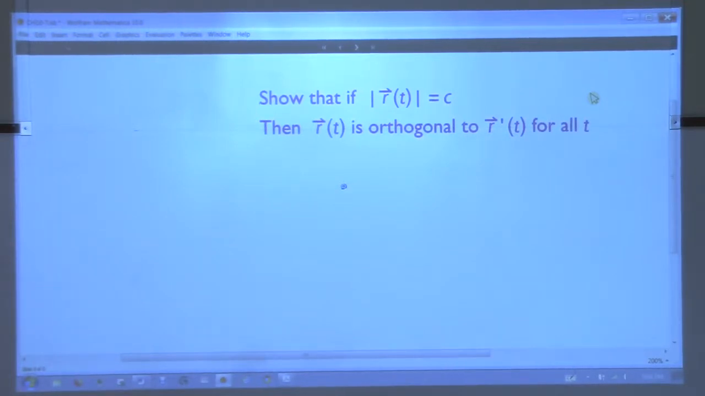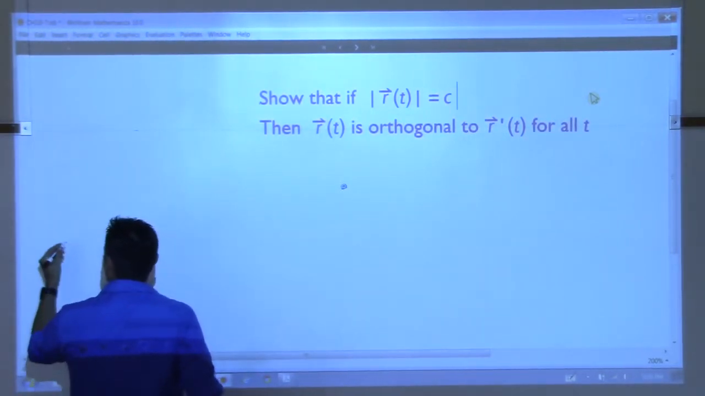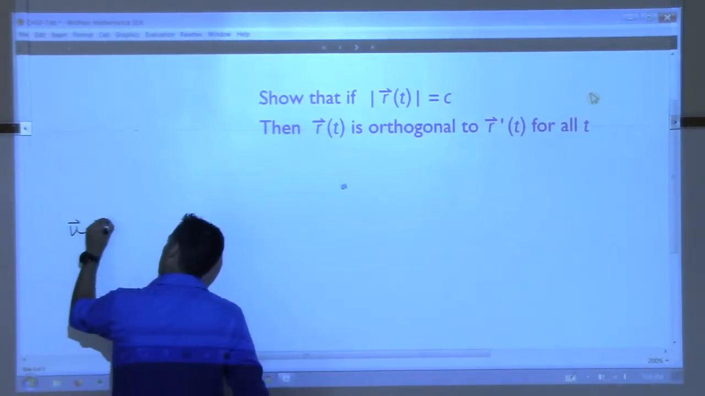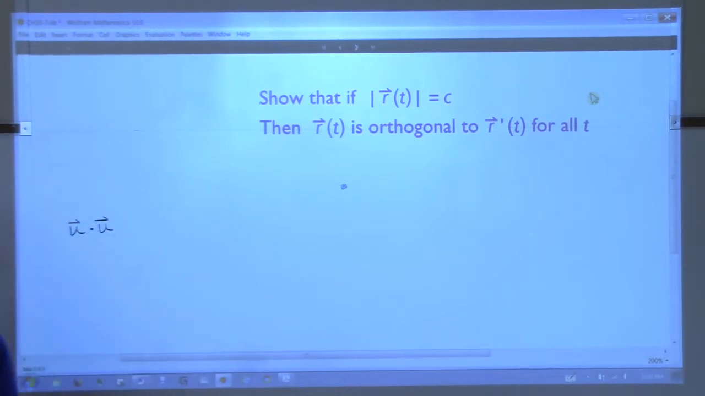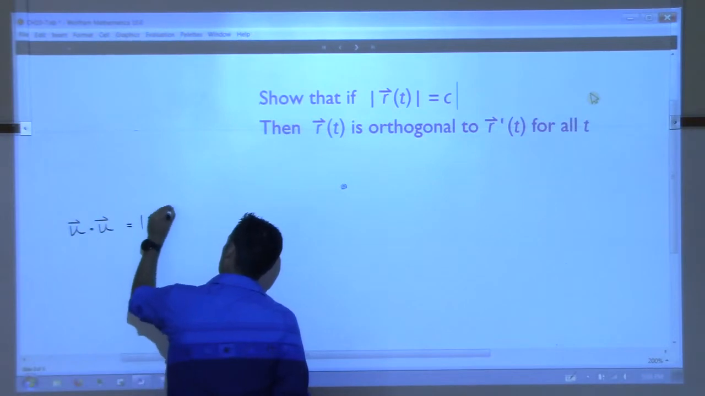Can I give you all a hint? Y'all want a hint? Let me give you a hint. What is that equal to? Magnitude of u squared, right? Okay.